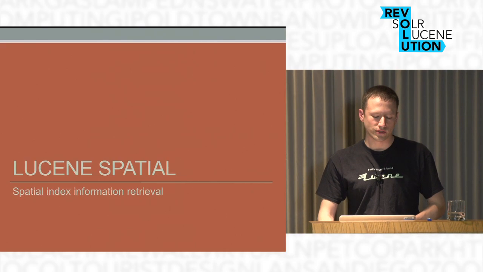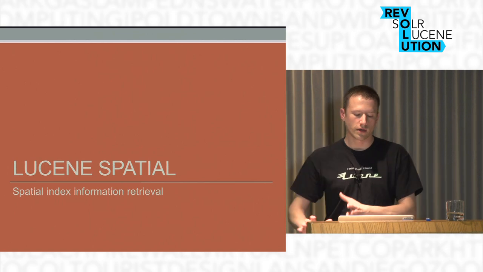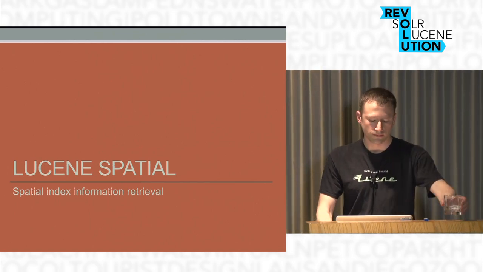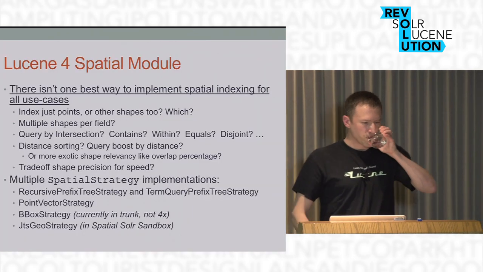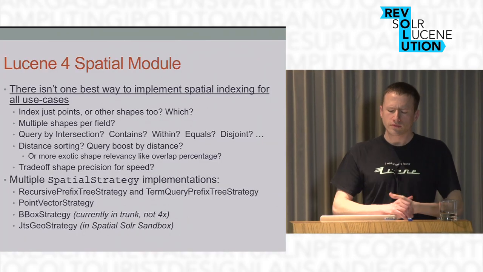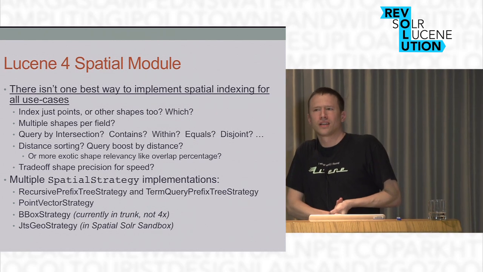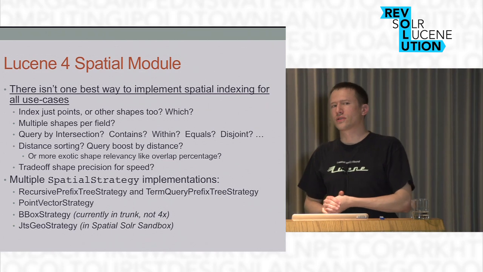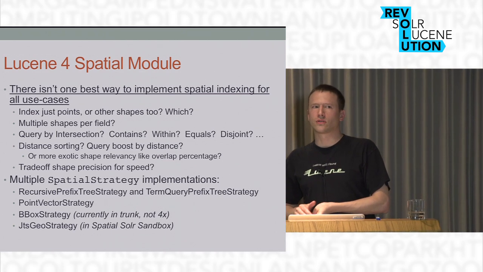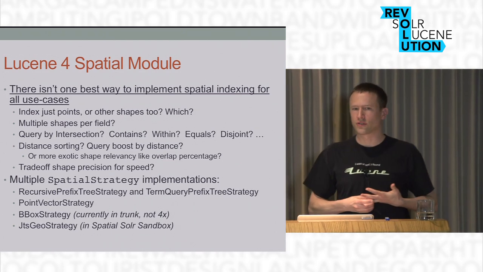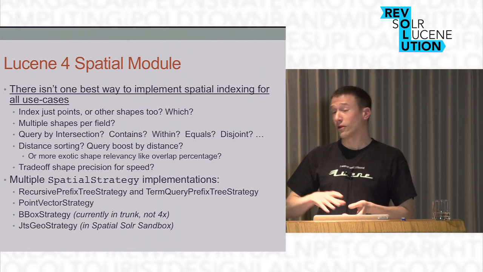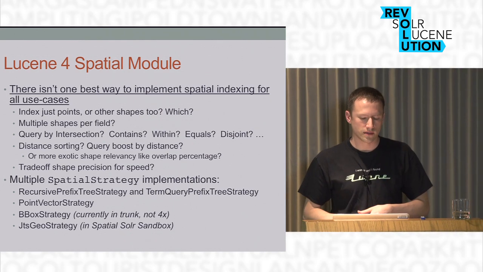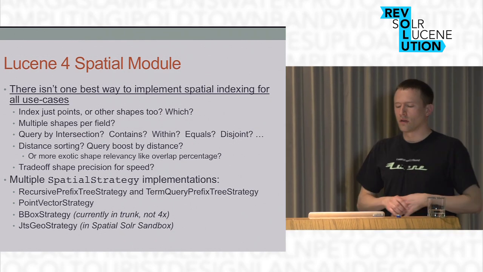Okay, Lucene Spatial. Again, Lucene Spatial is about indexing and searching these shapes. A key concept is that there isn't one way to do it. There are different approaches to index and search spatial data based on what features you're looking for. I think there's one particular implementation that's great and useful for many cases, but there are other cases. So, what are you indexing?